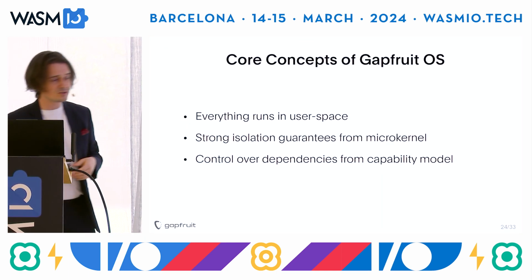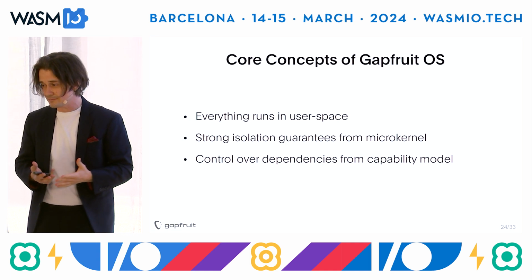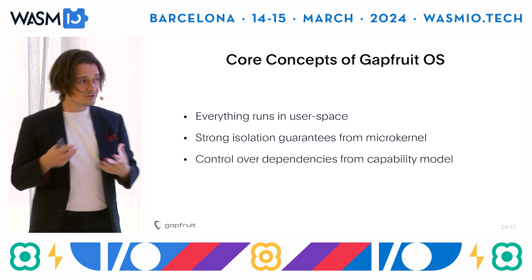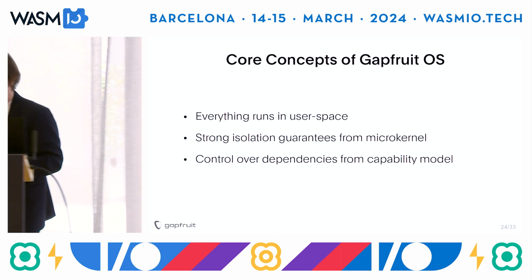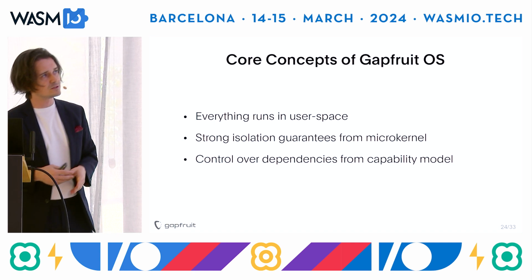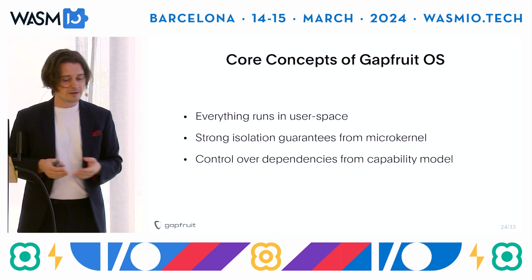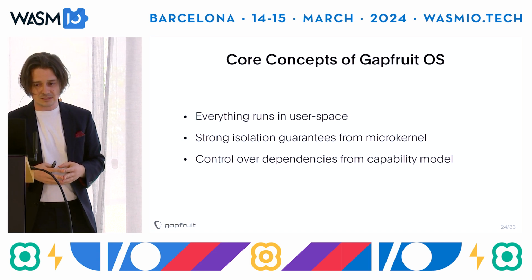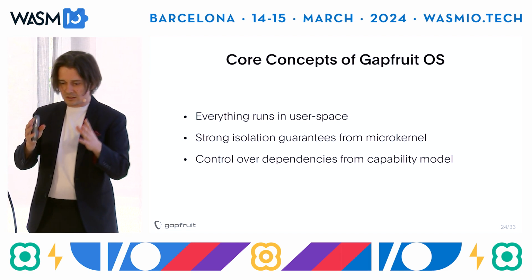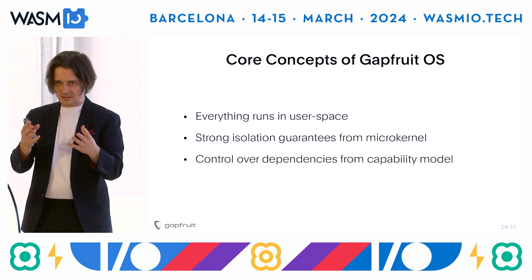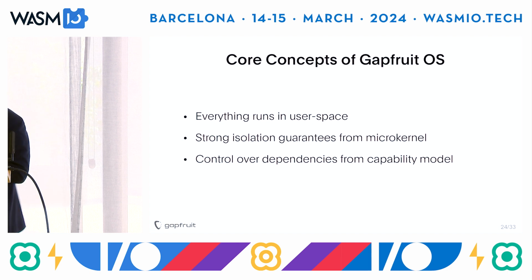So I learned that it's always better to have something tangible before talking about concepts. But now you get the basic feel, right? So let's talk about concepts. There are three main concepts of Gapfruit OS. So first, everything runs in user space. And we have strong isolation guarantees by the microkernel. This means that every component in a system is strongly isolated and only has access to resources they really need. This is done with capability-based security.